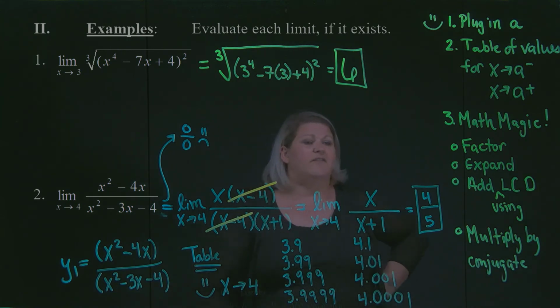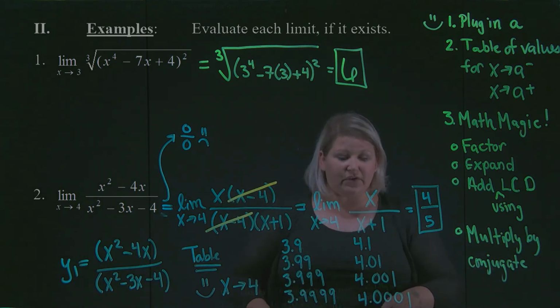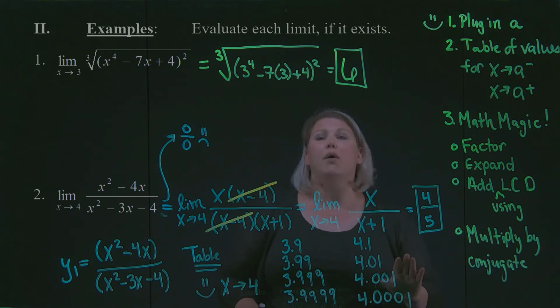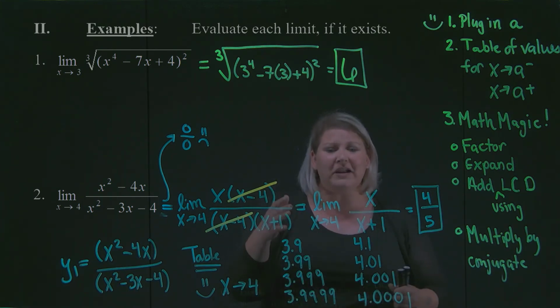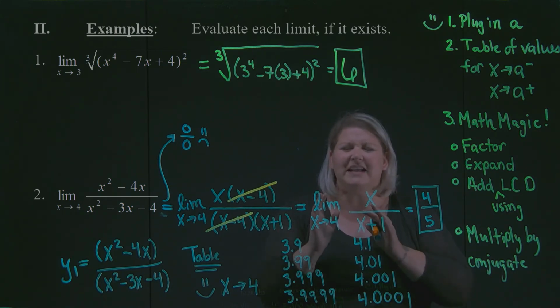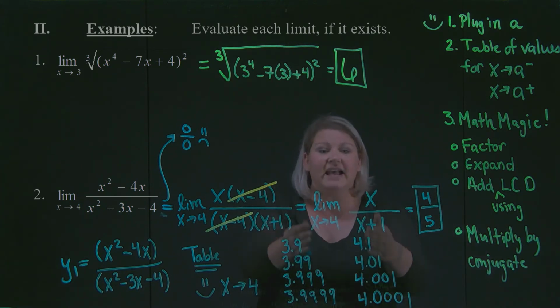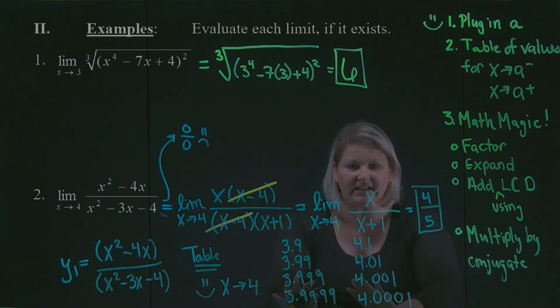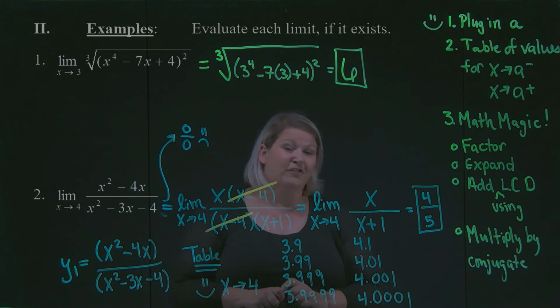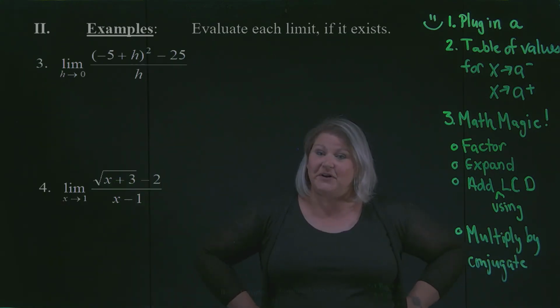All right, what is 4/5? 0.8? Yeah, you should get 0.8. What you'll do is you'll get like 0.8000001 and 0.7999999, but you'll get something that is close to 0.8. And that's the goal. You want to make sure that your table matches your results from your math magic. Next couple of examples.